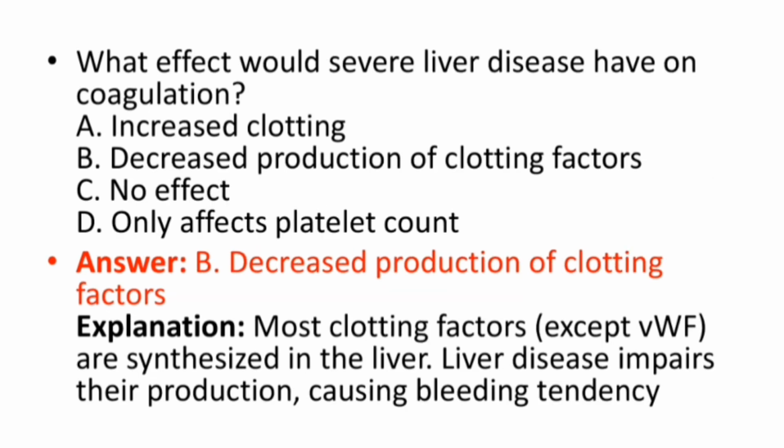It impairs platelet function. What effect would severe liver disease have on coagulation? Option A, increased clotting; option B, decreased production of clotting factors; option C, no effect; option D, only affects platelet count. The correct answer is option B, decreased production of clotting factors. Most clotting factors except VWF are synthesized in the liver. Liver disease impairs their production, causing bleeding tendency.